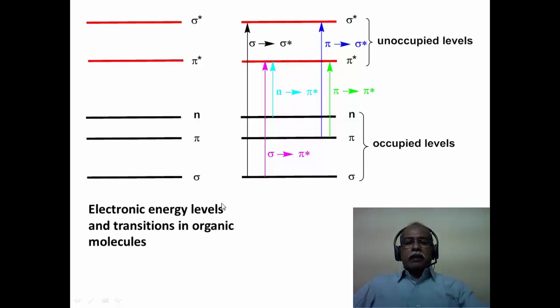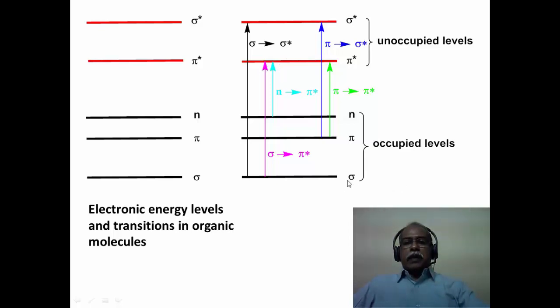One can have the highest energy transition, which will be from the sigma to sigma star transition. This will of course be a dissociative process, because when the electron is pushed from the sigma orbital to a sigma star orbital, the bond order of the sigma bond essentially becomes 0. That would correspond to a dissociation state of the molecule. Alternatively, the sigma electron can be excited to the pi star level, and the pi to pi star level excitation is possible, and finally the n to pi star level excitation is also possible.